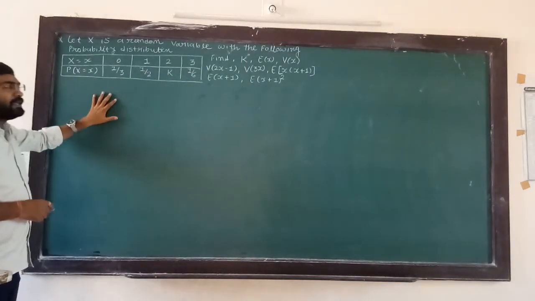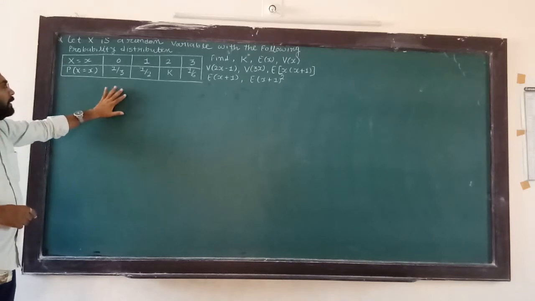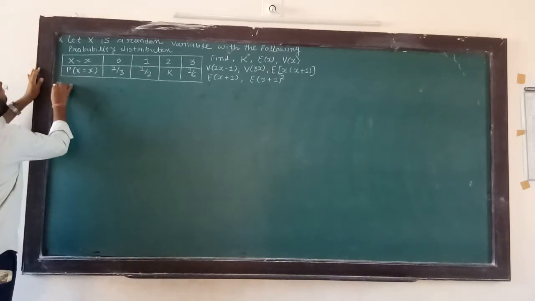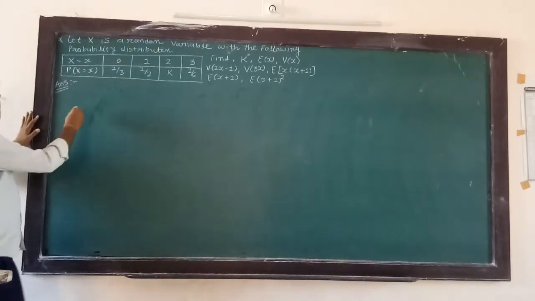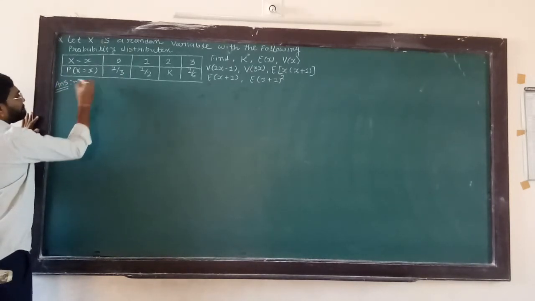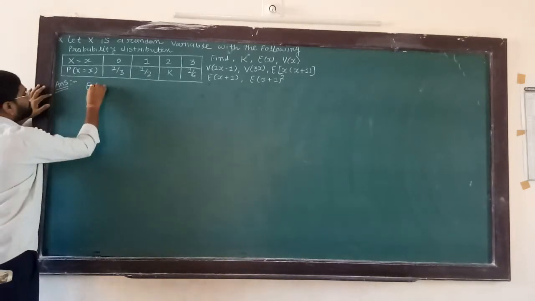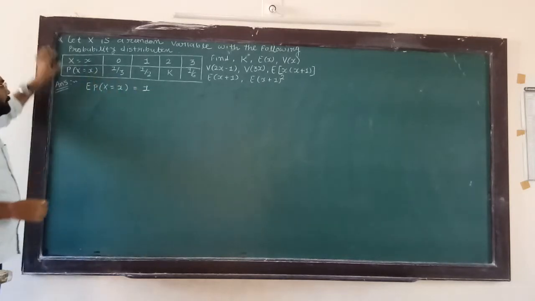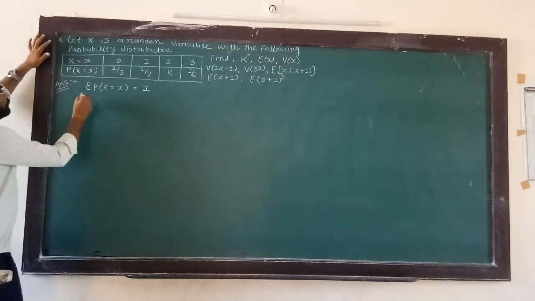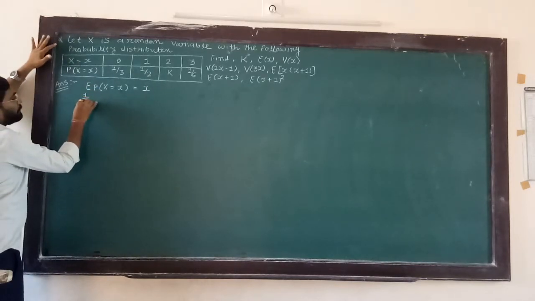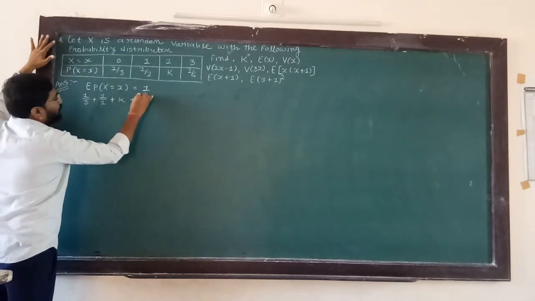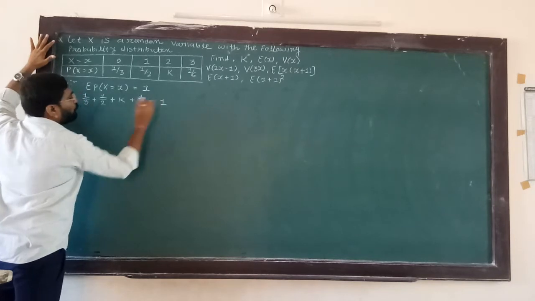See the students, very easy sum for you and also very important from the examination point of view. First of all, we can find the value of k. Starting from the value of k, total probability is 1. So 1 by 3 plus 1 by 2 plus k plus 1 upon 6 is equal to 1.